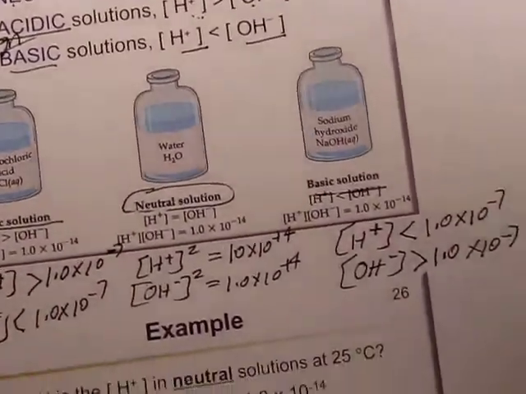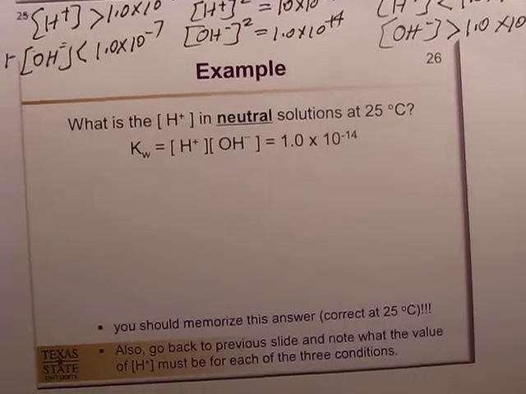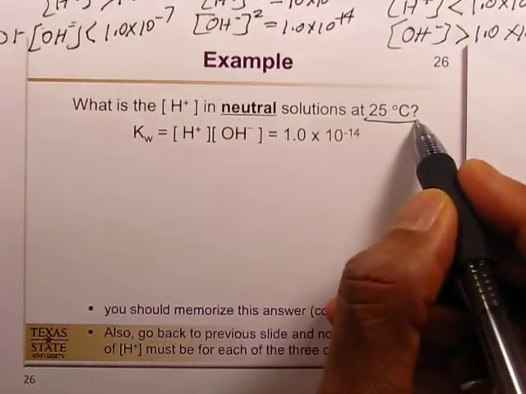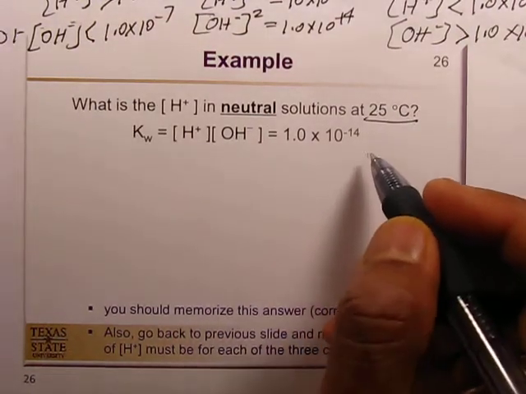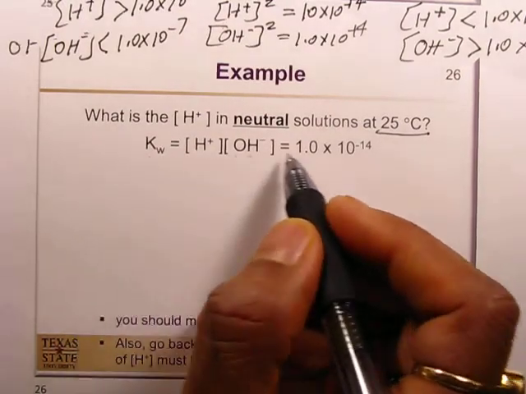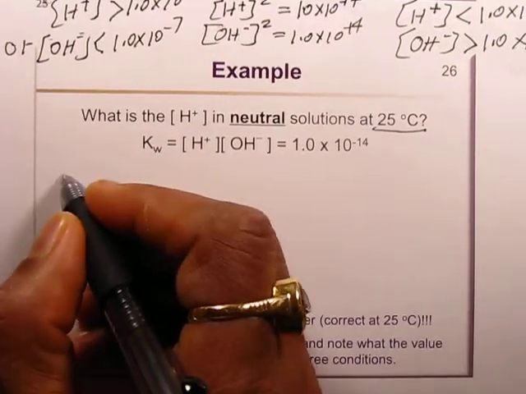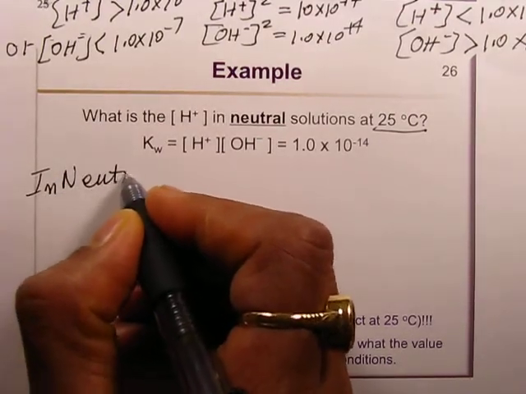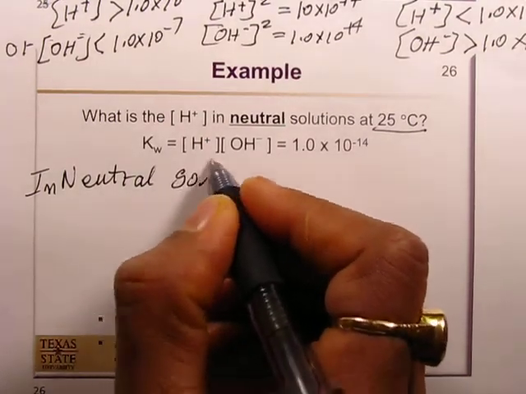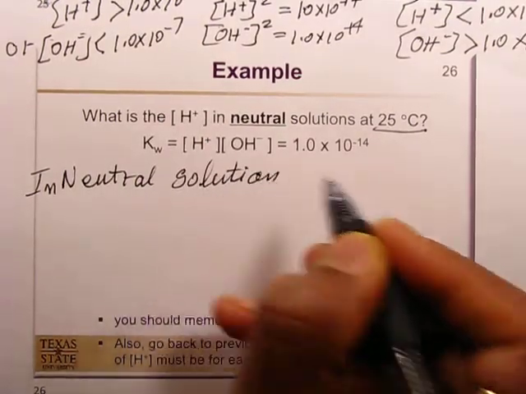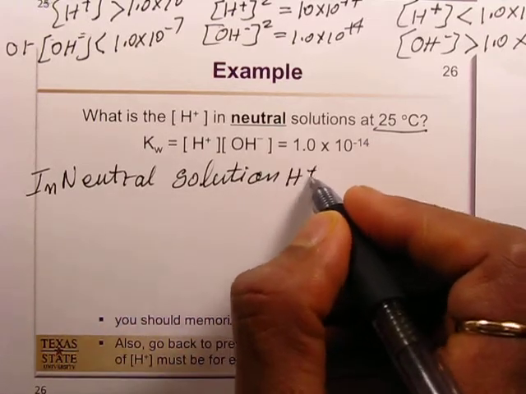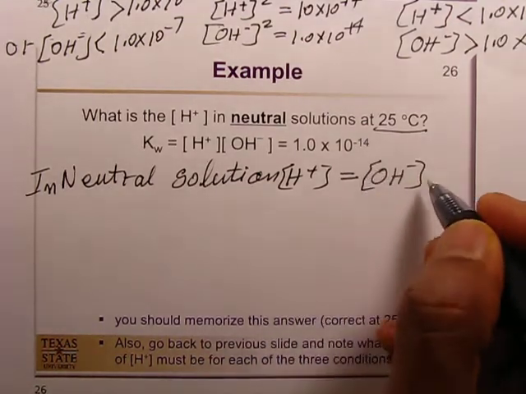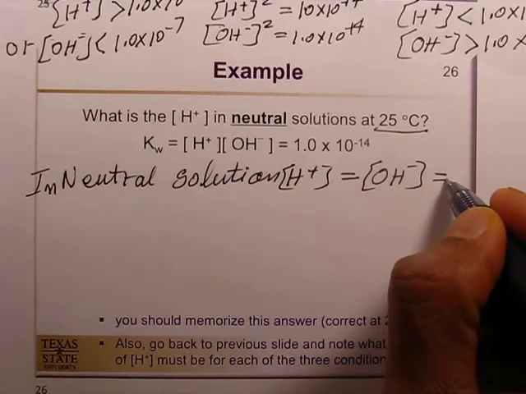So next let's see one question, then we can understand even better. What is the hydrogen ion concentration in the neutral solution at 25 degrees Celsius? So how can we solve this question? Basically Kw is given. In neutral solution, we know hydrogen ion concentration will be equal to hydroxyl ion concentration, right? So suppose this will be X.